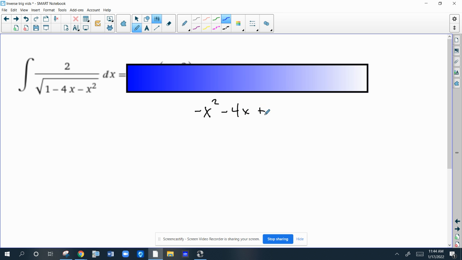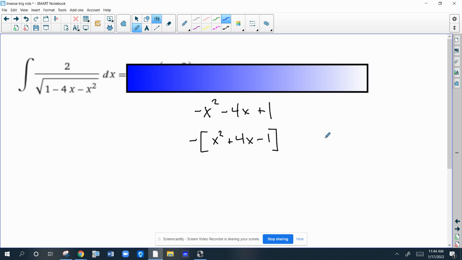So I'm putting it in a standard form of a quadratic. You can't complete the square until a is 1. So you'll notice here that a is a negative 1. That's an easy fix. You just factor out the negative from the entire quadratic. And now you just complete the square of what's in the brackets.